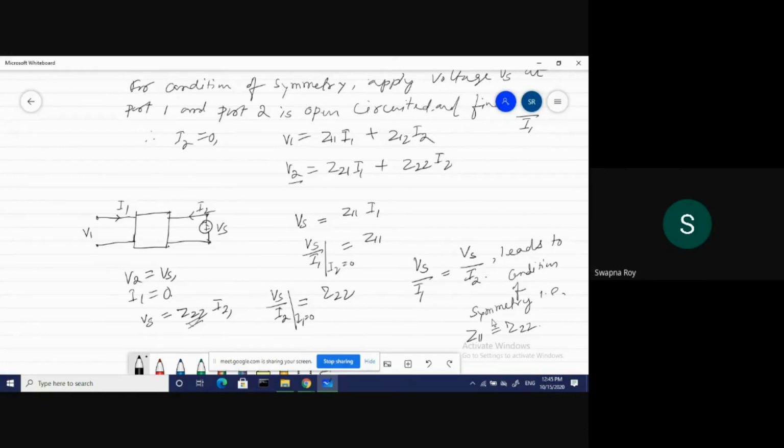So in open circuit impedance parameters, derive the open circuit parameters and find out the condition of reciprocity and symmetry. It's a full 8-mark question.